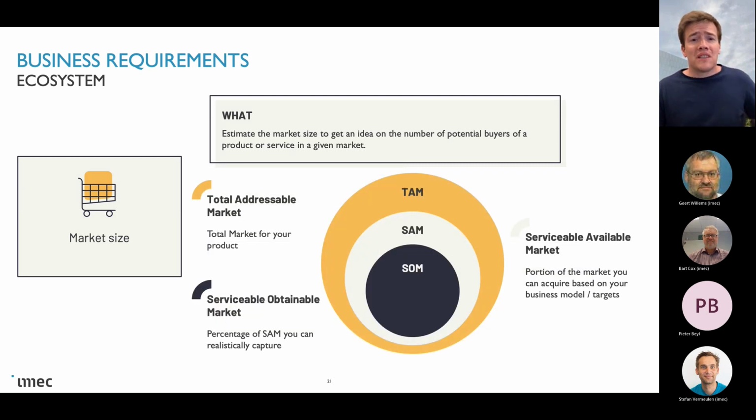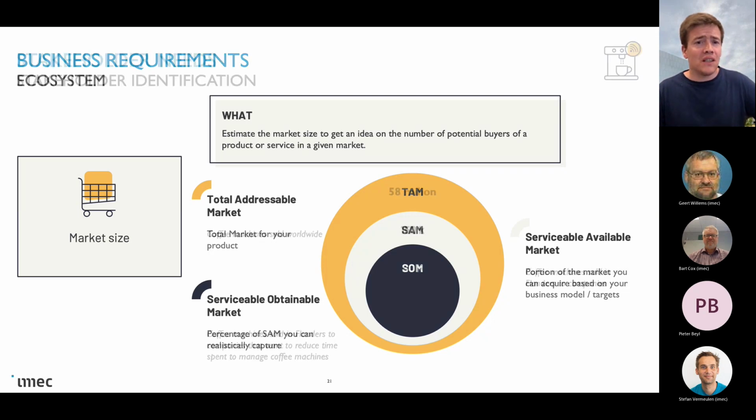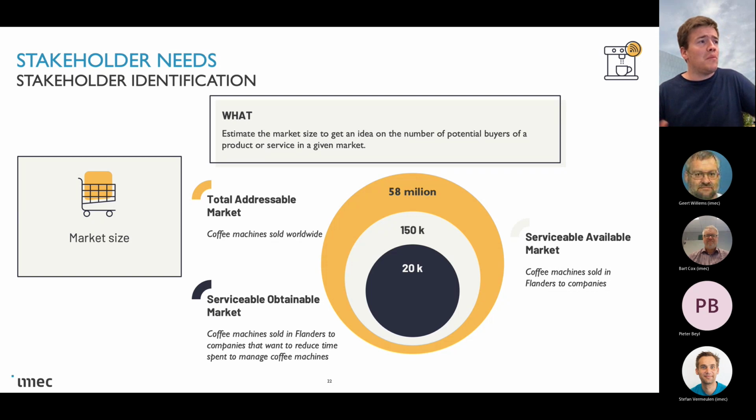One of the techniques to do so is the total addressable market. I will take the coffee machine example. We have 58 million coffee machines sold worldwide. If we then look at Flanders, 150,000 coffee machines are sold each year. And then if we look at what might be our market share, or what we could ideally obtain as a market share, then this is a number that I made up, but you could say that maybe 20,000 are sold to companies that are in our niche or in our user segment.